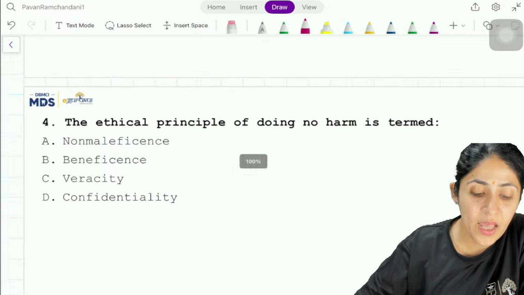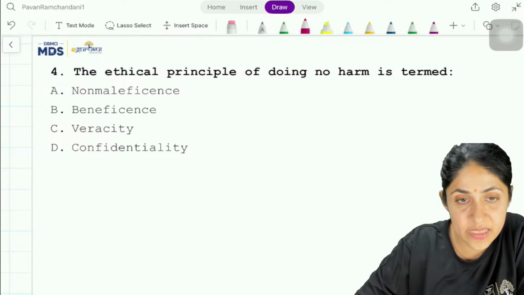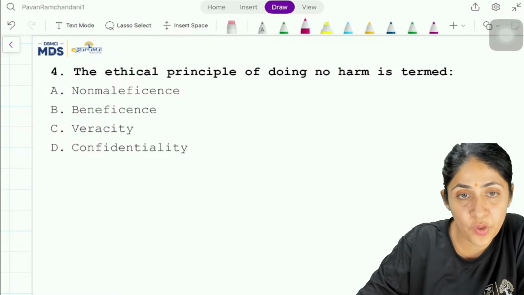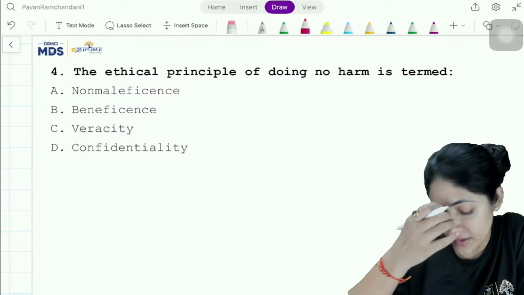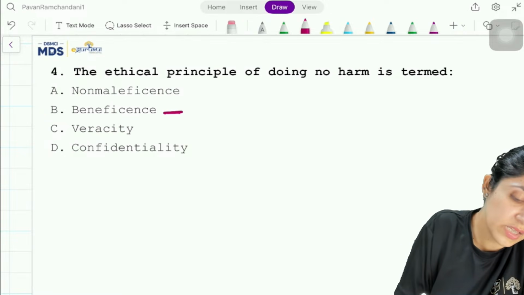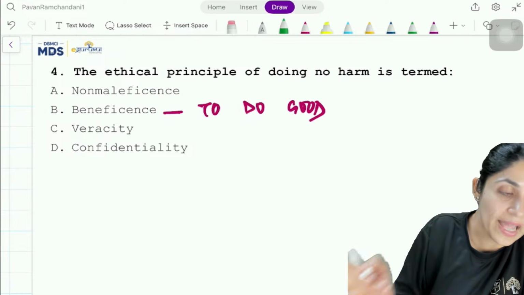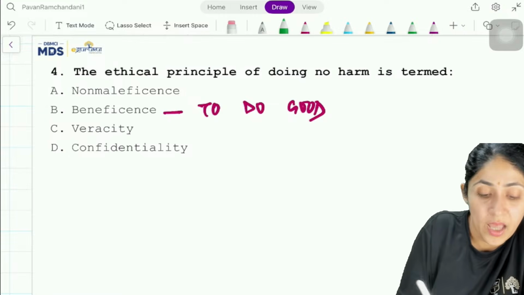Now the ethical principle of doing no harm is termed as, we all know there are 5 ethical principles. What are they? One is beneficence. What is beneficence? You have to do good to the patient. When you take the oath as a physician, you have to do good.